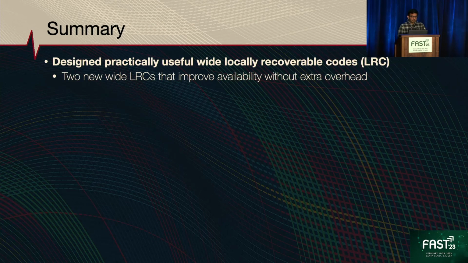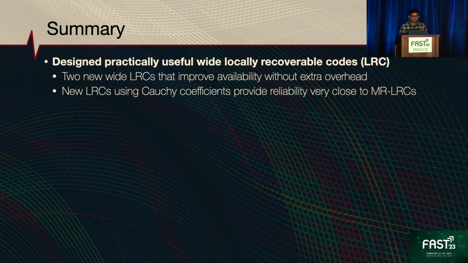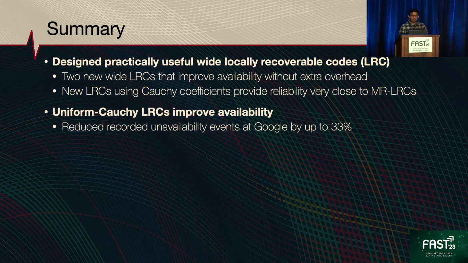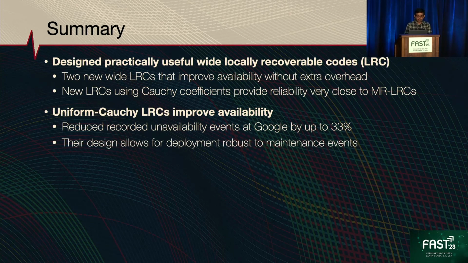So in summary, this work involved designing two LRCs which practically allow you to deploy wide LRCs without extra storage overhead using Cauchy coefficients which are very close to maximally recoverable LRCs. The Uniform Cauchy LRCs improve availability by having a reduced unavailability of recorded events by up to 33%.